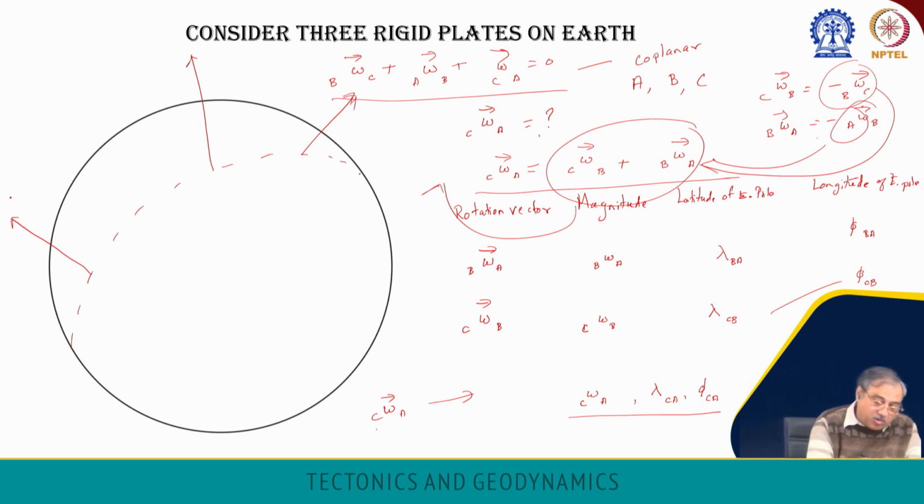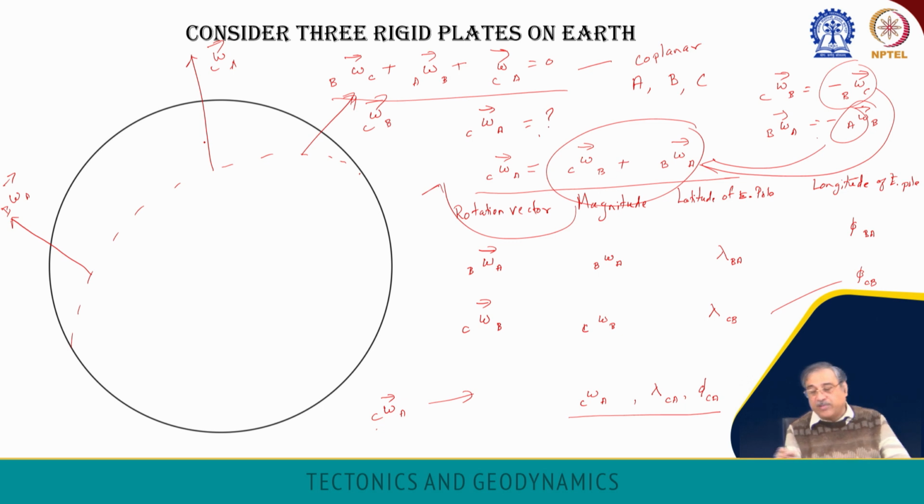So if we call this omega A with respect to B, this will be, let us say, omega A with respect to C, and this would be omega of B with respect to C. So it means all of these lie on a plane which passes through the center of the earth this way. So all three of these vectors would lie on one plane. So whenever three vectors add up to give you 0, it means that they have to be coplanar. Otherwise, you cannot get this.